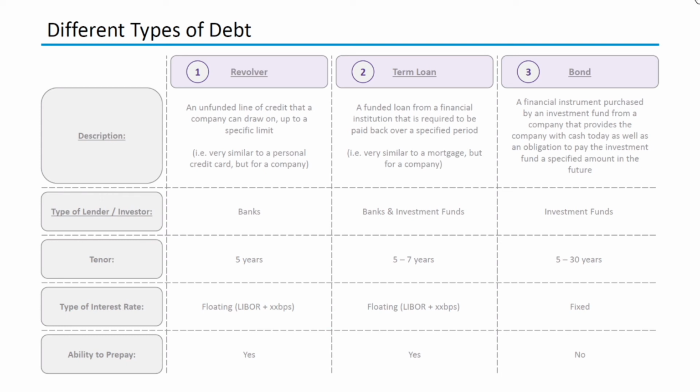Now looking at the ability to prepay, for both a revolver and a term loan, a portion of the debt can be prepaid before the maturity date, while for a bond, no portion of the debt can be paid before the maturity date and everything is due at the maturity date. So that is a brief overview of the three main types of debt.